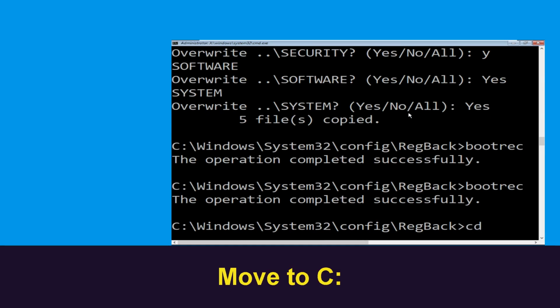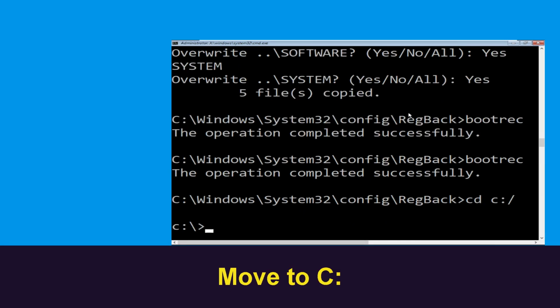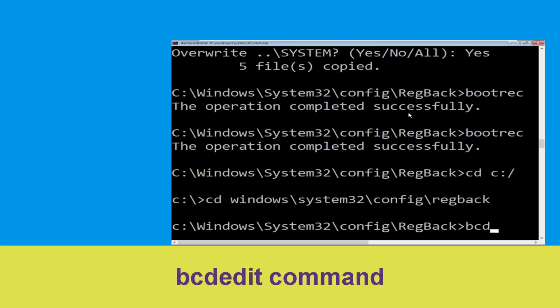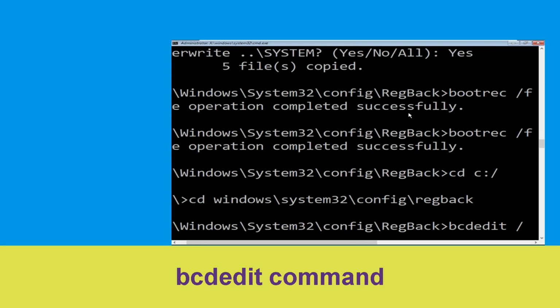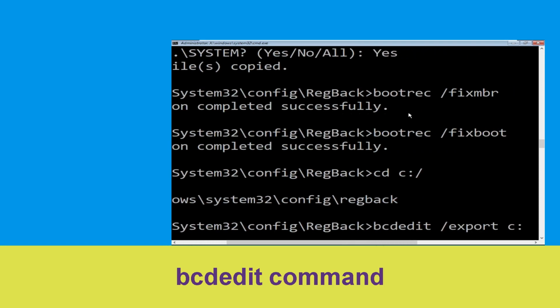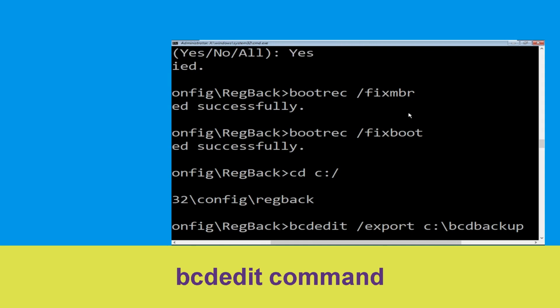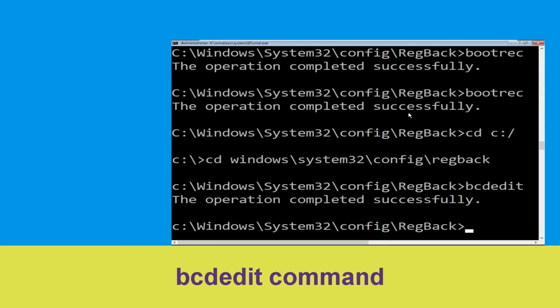Type cd space c: / and hit enter. Now type cd space windows /system32 /config /regback and hit enter to execute. Now type this command bcdedit space /export space c: / bcdbackup, then hit enter.